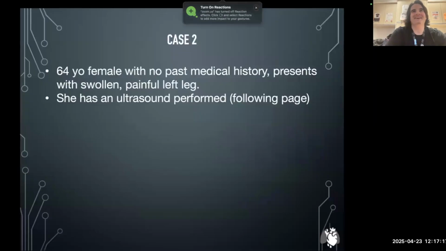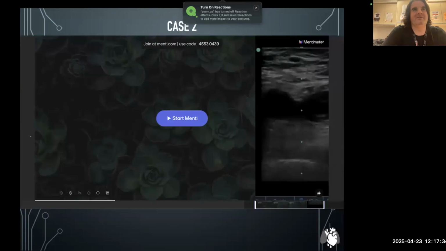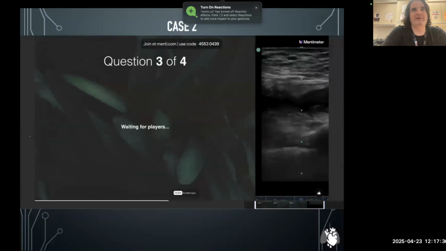So she was fine. This next one, a 64-year-old female with no past medical history, presents with a painful, swollen left leg to the emergency department. She has an ultrasound performed. This is what's shown. This is going to be a bit of a digression in the ultrasound angle, but we're going to ask everybody here what you see.